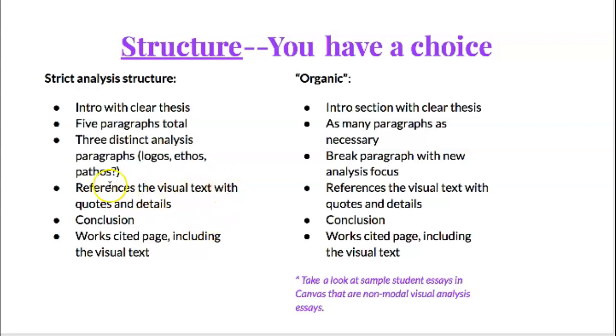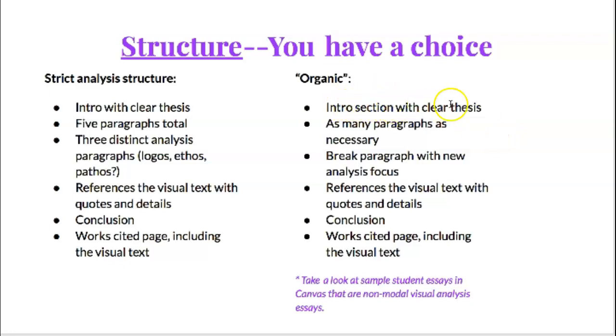You want to reference the visual text, the PSA, the commercial, the print ad, with quotes and details. You want to have a conclusion, and you want a works cited page, including the visual text. You may choose to bring in outside source material, maybe a statistic about something. You could have more sources than just the piece that you're analyzing. What I'm calling the more organic structure, here's what this is going to look like.